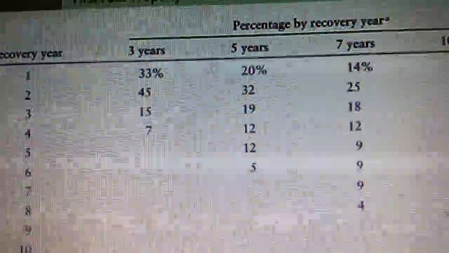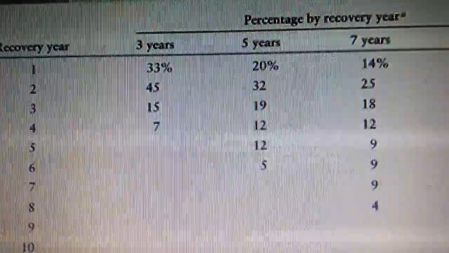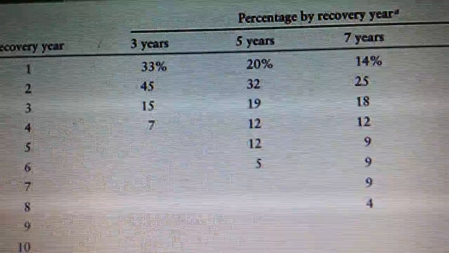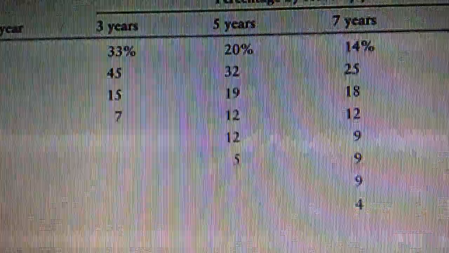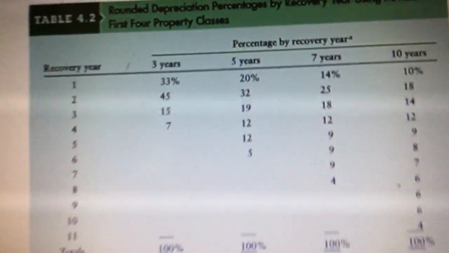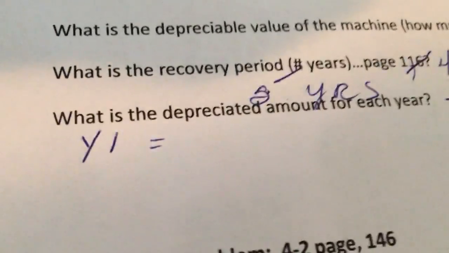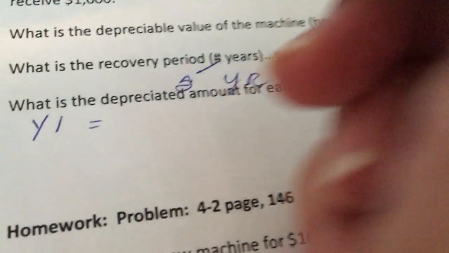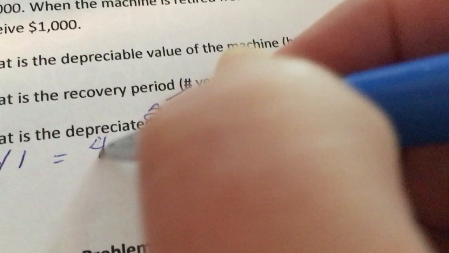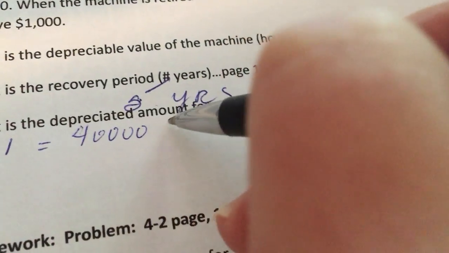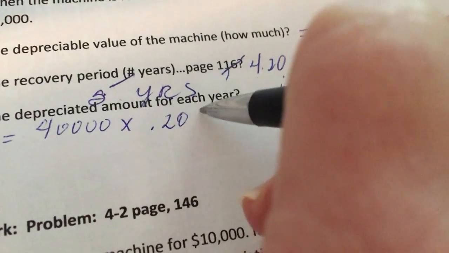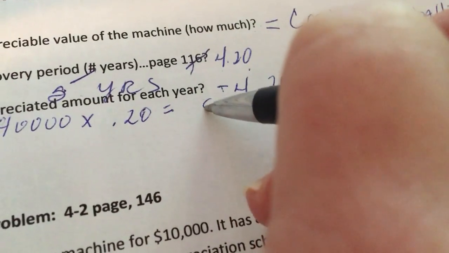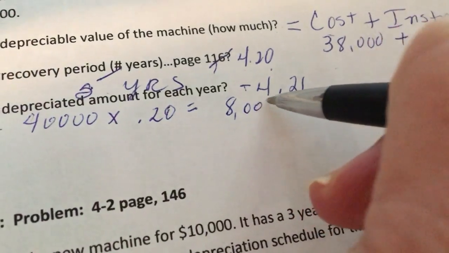We decided that the amounts are going to be over 6 years. That's going to be beginning with 20%, going to 32, 19, 12, 12, and 5 in the last year. So let's take those percentages. And in year 1, what you would do is take your $40,000 and multiply it by 20%, which is 0.20. That's going to give you $8,000 of depreciation in year 1.